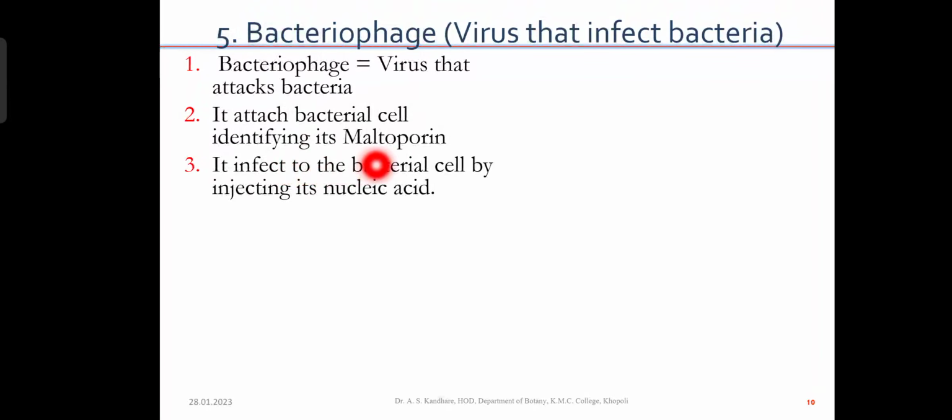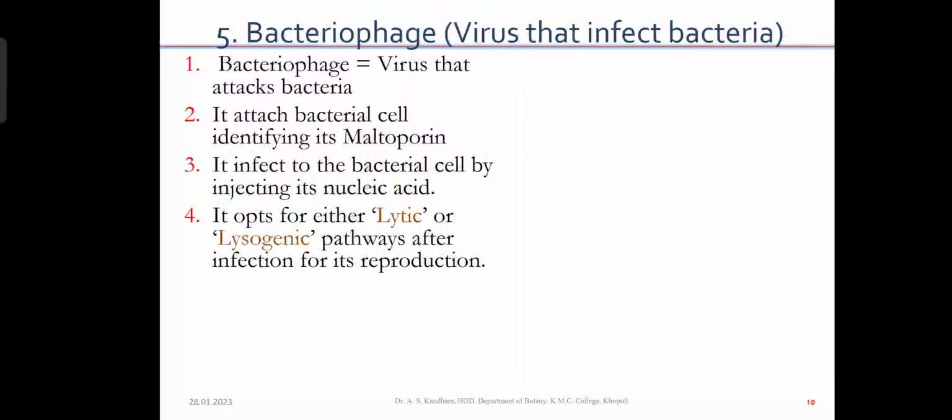It infects the bacterial cell by injecting its nucleic acid. So that is the phenomenon. After infection, the virus injects its nucleic acid into the bacterial cell. Then it opts for either the lytic or lysogenic pathway after infection for its reproduction.